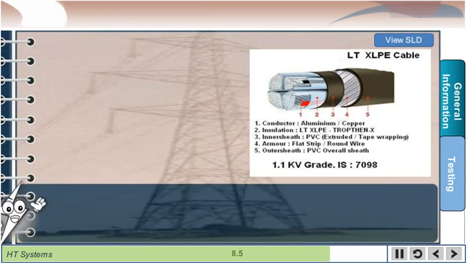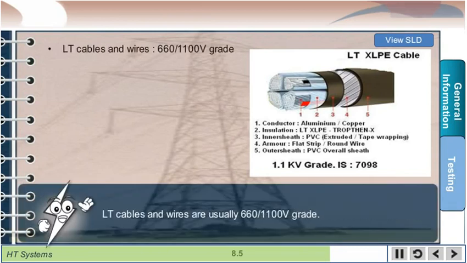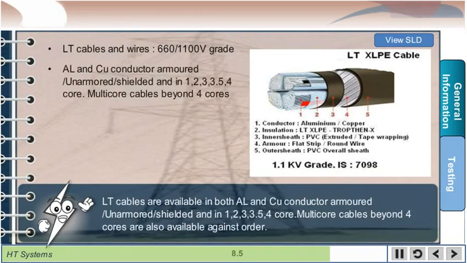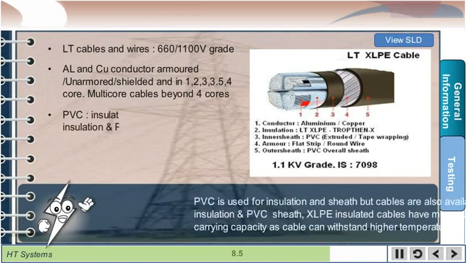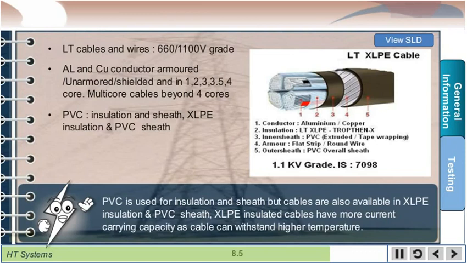LT cables and wires. LT cables and wires are usually 660 or 1100 volts grade. LT cables are available in both aluminum and copper conductor, armored, unarmored, shielded, and in 1, 2, 3, 3.5, 4 core. Multi-core cables beyond 4 cores are also available against order. PVC is used for insulation and sheath, but cables are also available in XLPE insulation and PVC sheath.